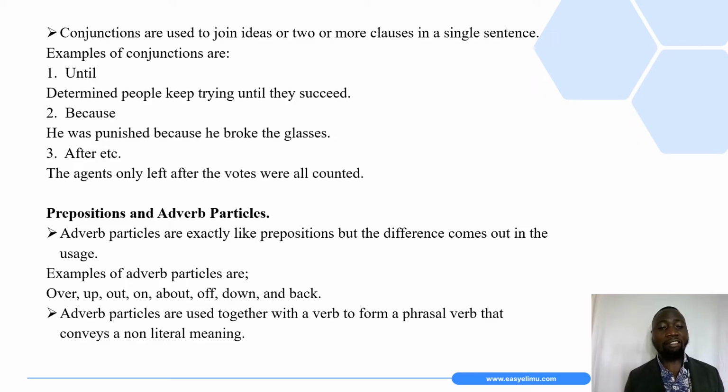Then lastly, the example: the agents only left after the votes were all counted. Again, after in this case is used to join two different ideas. The first idea talks about the agents leaving. The second idea informs the readers that the agents only left when all votes had been counted. So those are examples of conjunctions, and how they can be used in sentences to express different scenarios or situations.